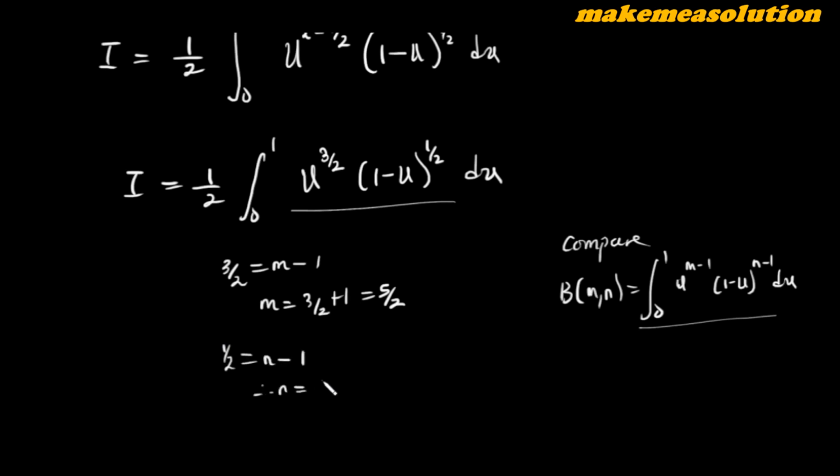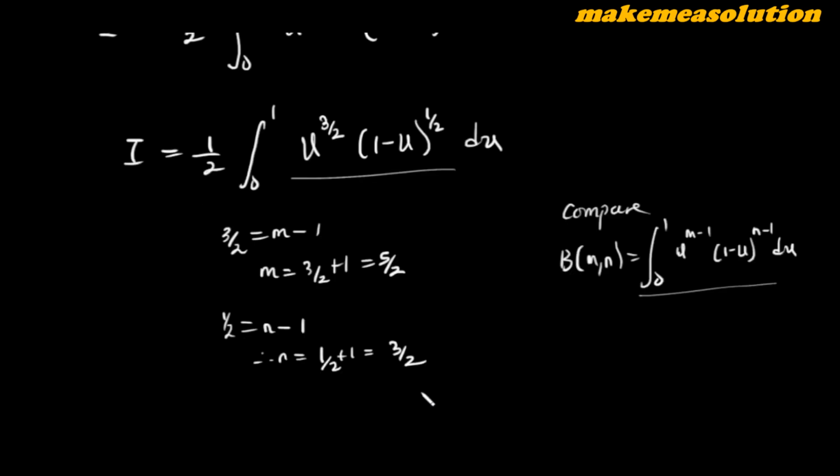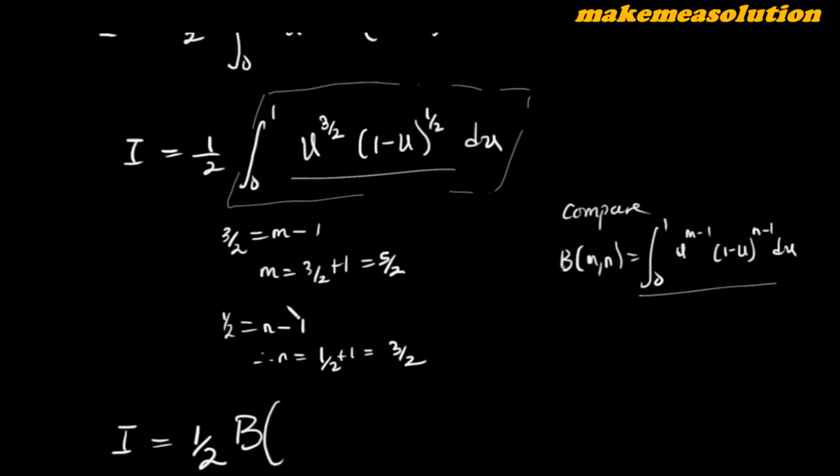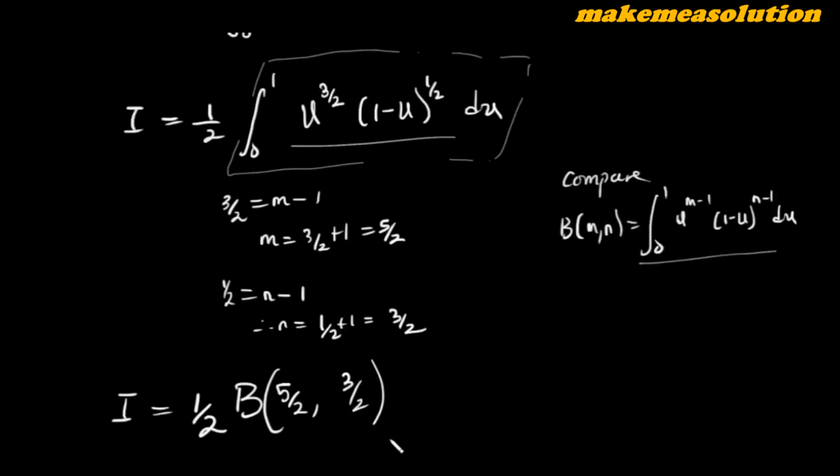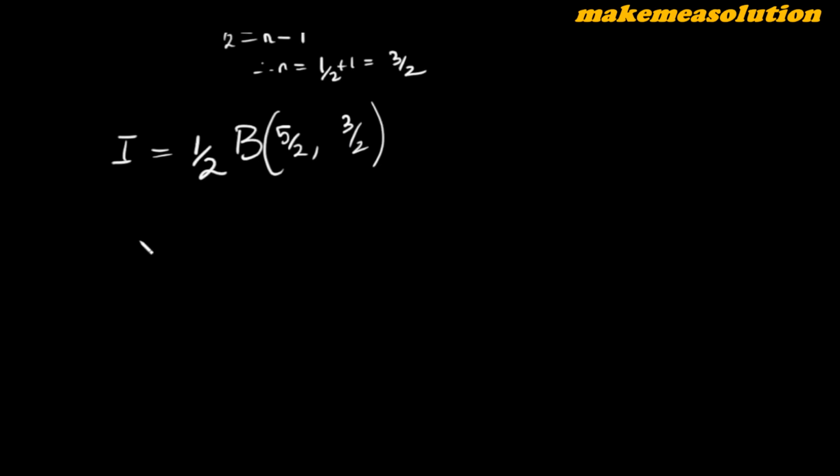Therefore, n is equal to 1 over 2 plus 1, which is 3 over 2. So with this, we have our I as 1 all over 2. Then the whole of this is equivalent to saying beta of m comma n, where m is 5 over 2 and n is 3 over 2. Is that okay? So at this point, we can have I to be 1 all over 2.